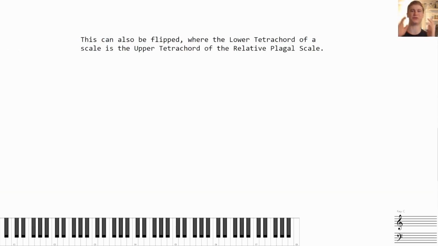Of course, you can also flip this where the lower tetrachord of a scale is the upper tetrachord of the relative plagal scale. So just if I'm saying anything anyone doesn't understand, the scale where you're starting from, relative major from that, is up a fifth. And then if you go from that note and you go down a fifth, that's now your plagal relative major. So as you can see, you have a relative key going up a fifth or down a fifth from the key you're starting on. Of course, this works in major scales and minor scales too.